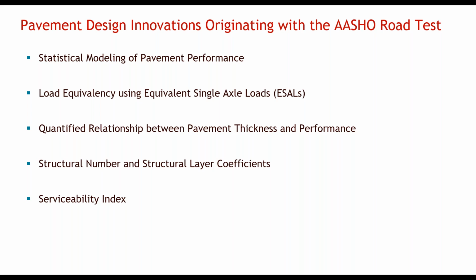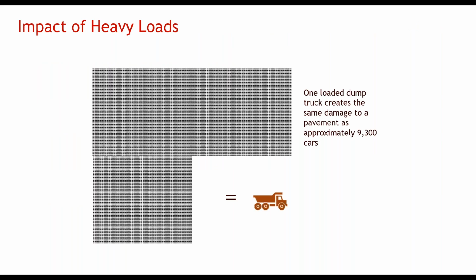The impact of heavy loads merits some additional discussion. We talked earlier about ESALs and how this measure allows us to normalize the damage done by different types of vehicles. One important thing to remember is that the equivalent single axle load scale relating weight to ESALs is a logarithmic function. So in the example here, one loaded dump truck on the road is equivalent to putting almost 10,000 cars on that same road. Weight has a huge impact on the wear of pavement surfaces.